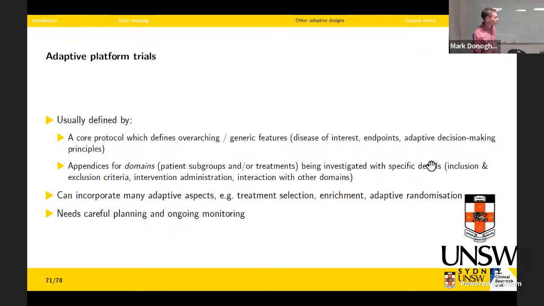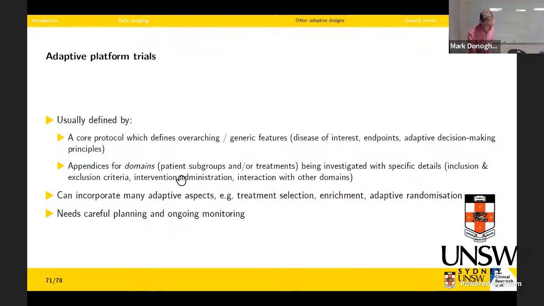So you might have inclusion and exclusion criteria specific for certain patient subgroups, certain treatment comparisons. You might need to have the details of how you administer those treatments, and interaction with other domains. So if you've got different types of treatments that could be given at the same time, you want to have some rules about how people might be randomized to both of those domains if they meet the inclusion and exclusion criteria.